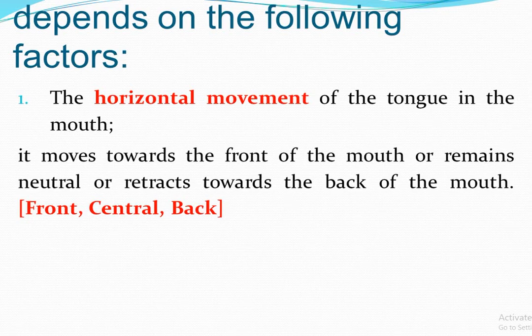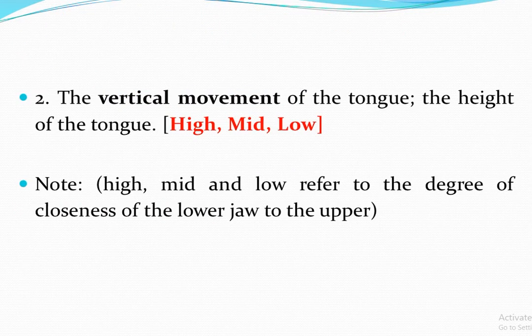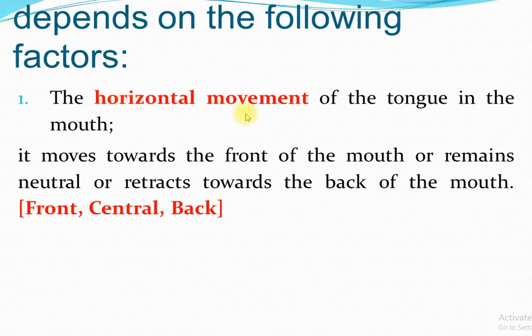So we have two kinds of movements for the tongue. The tongue moves horizontally, and it moves also vertically. Vertical movement and horizontal movement. Horizontal movement has to do with the horizontal line in the mouth, that it moves from front, central, to back. So it moves forward or backward, or it remains in its neutral position.